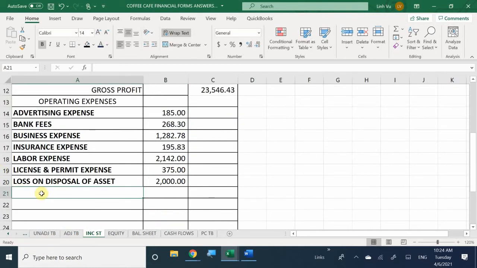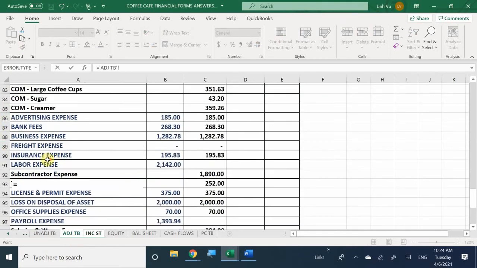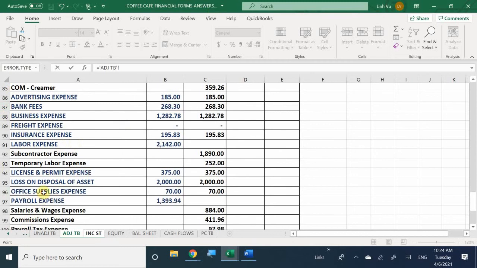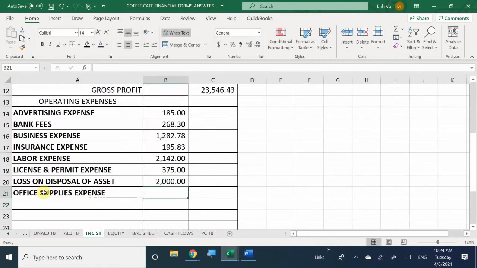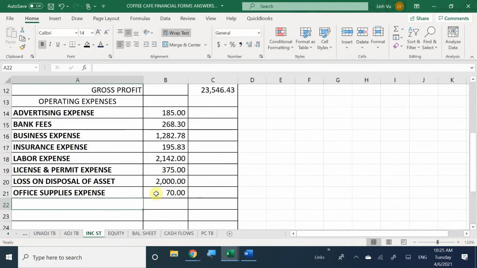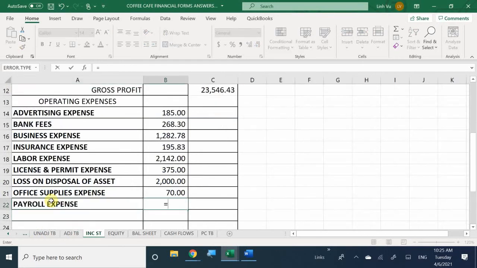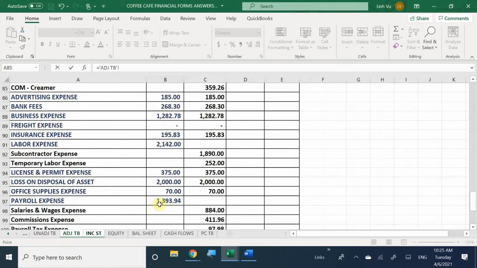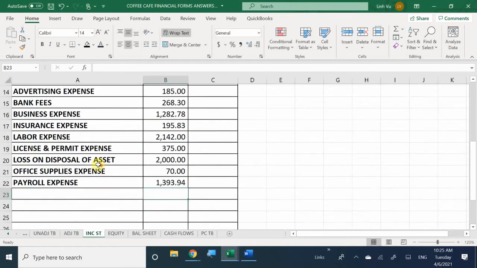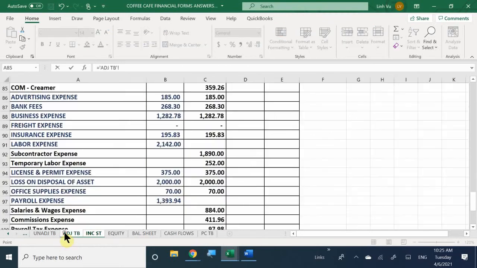And then I should have, what's next? Office supplies expense, okay, for the total of 70. Okay. And then I should have payroll expense for a total of, good, all right. And then what else do I have here?